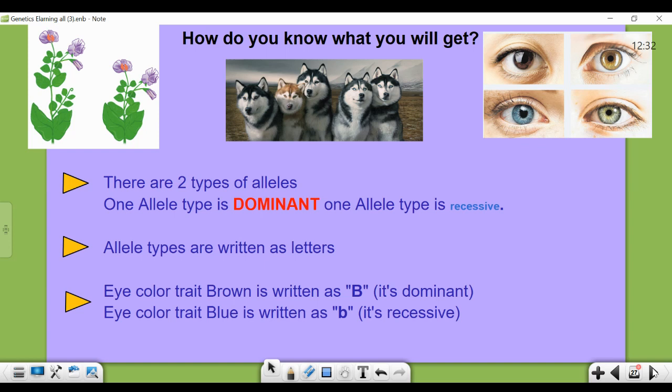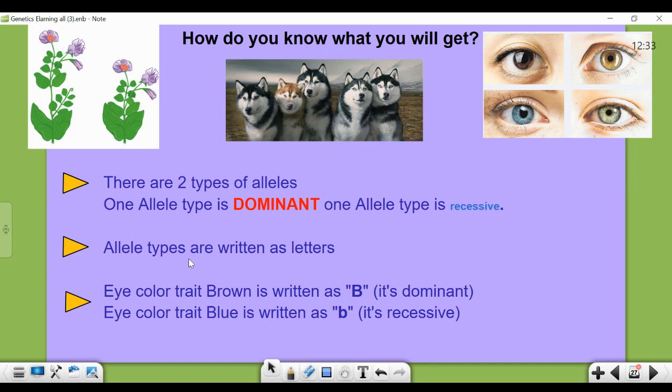The first thing we need to point out is there are two types of alleles. Remember, alleles are just variations of a gene. It determines eye color, hair color, things of that nature. It can be a dominant allele or a recessive allele. Notice how the word dominant is written: it's big and bold and it stands out. We're going to focus on that. Notice recessive is small and it blends in. That's going to be important.